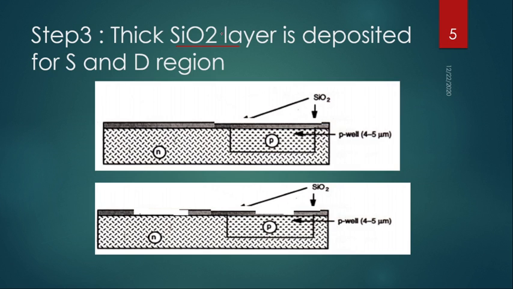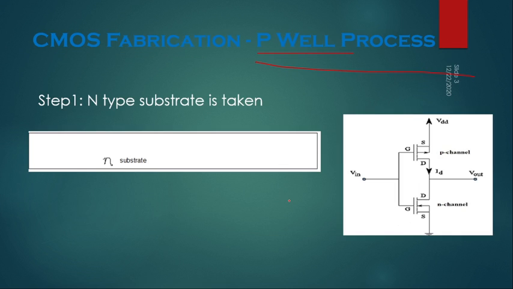The thick SiO2 layer is used for making the source and drain regions. Then again a thick SiO2 layer is deposited all over the surface, and because it is required only on the source and drain regions, it will remain only till this portion. Now if you see this CMOS diagram, there are two sources, opposite to each other. One is connected to VDD, one is connected to ground, and both the drains are shorted together. In between there is the gate.